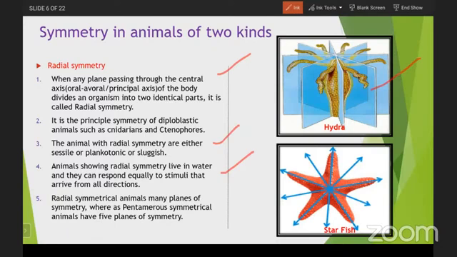In radially symmetrical animals there are many planes of symmetry, whereas pentamerous symmetrical animals have 5 planes of symmetry. Here you are observing a starfish. In case of hydra, it has a number of planes of symmetry. But a starfish has 5 planes, which can cut the organism into 2 equal half parts or identical parts. So this is about the radial symmetry.